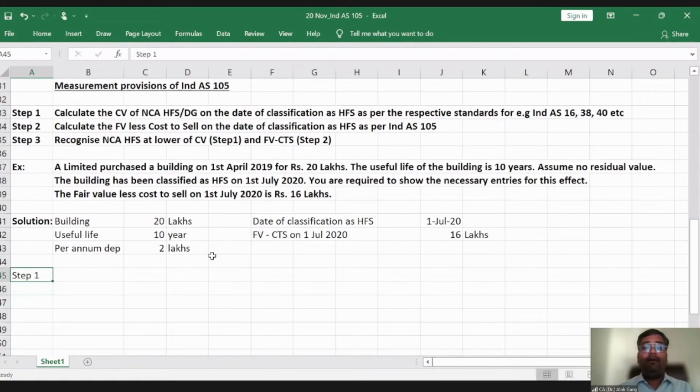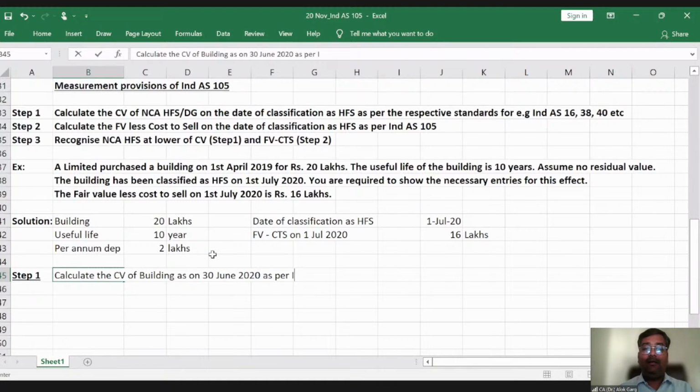Step number 1. What is step number 1? Calculate the carrying value of building. As on which date? It was classified as HFS on 1st July, so we need to compute on 30th June. Calculate the carrying value of building as on 30th June 2020 as per Ind AS 16.